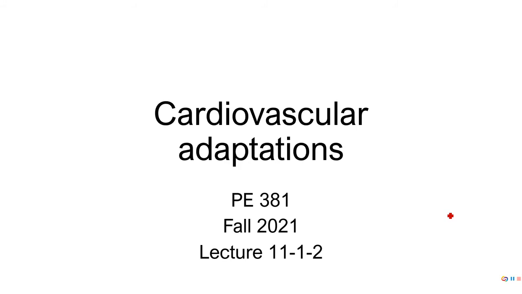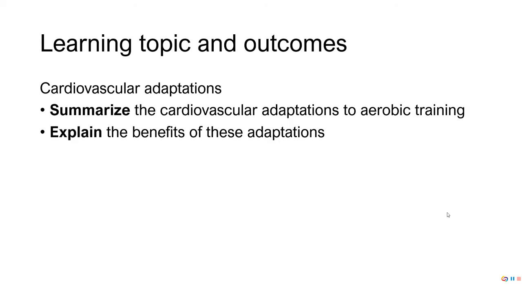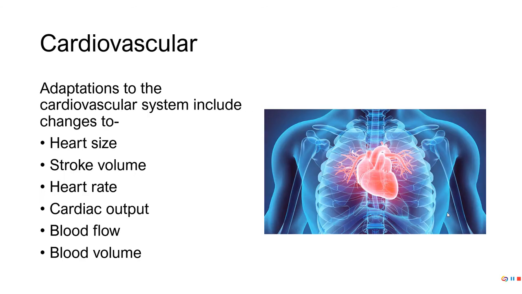So we're going to continue with our aerobic training unit by talking about cardiovascular adaptations. We've got two main objectives, but there's quite a lot of information that I'm going to throw at you with this video. When we begin aerobic training, a lot of things happen to our cardiovascular system. We have changes to heart size, stroke volume, heart rate, cardiac output, blood flow, and blood volume.